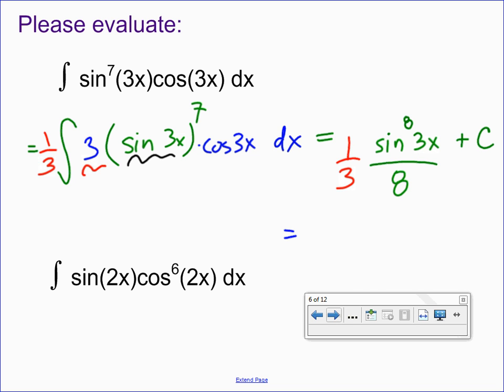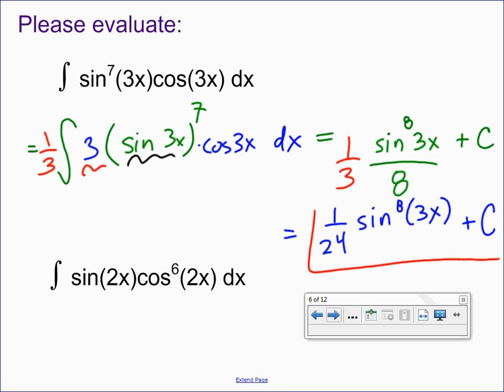It looks like I'm getting 1/24th as my constant here. So I get 1/24th sine to the 8th of 3x. Remember, that means sine of 3x all to the 8th, and then plus c. Does that make sense? That's not really anything new, but we're going to practice discerning the connection between multiple pieces in the same integral. That's what we're after today.